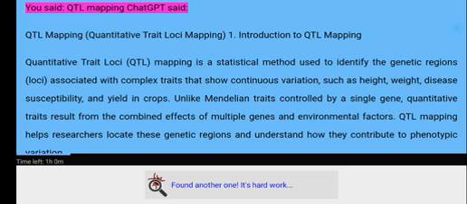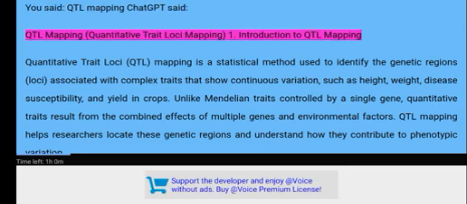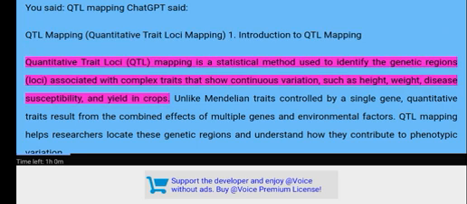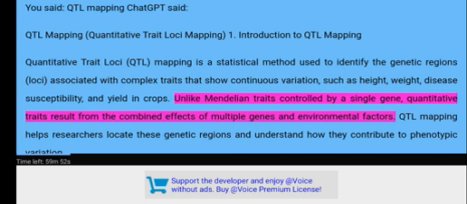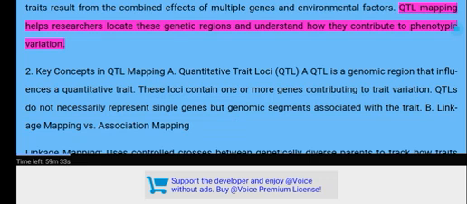QTL mapping, quantitative trait loci mapping. 1. Introduction to QTL mapping. Quantitative trait loci (QTL) mapping is a statistical method used to identify the genetic regions, or loci, associated with complex traits that show continuous variation, such as height, weight, disease susceptibility, and yield in crops. Unlike Mendelian traits controlled by a single gene, quantitative traits result from the combined effects of multiple genes and environmental factors. QTL mapping helps researchers locate these genetic regions and understand how they contribute to phenotypic variation.